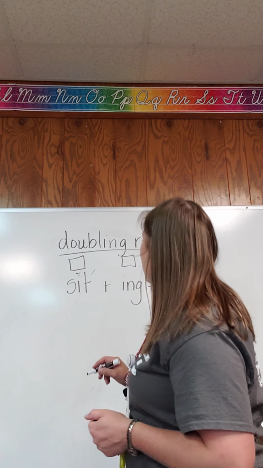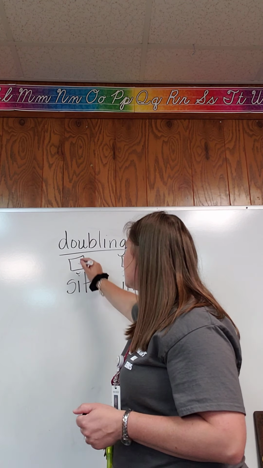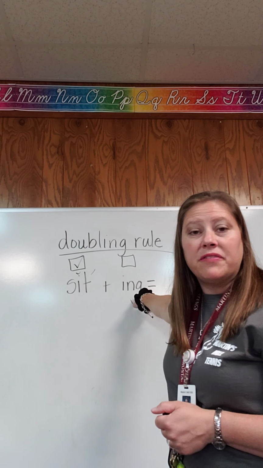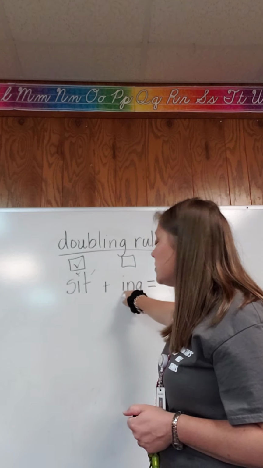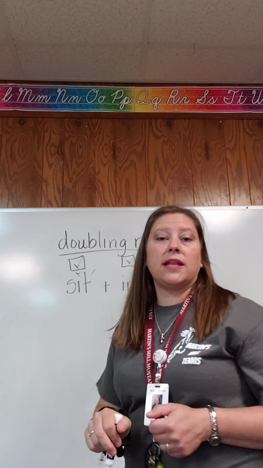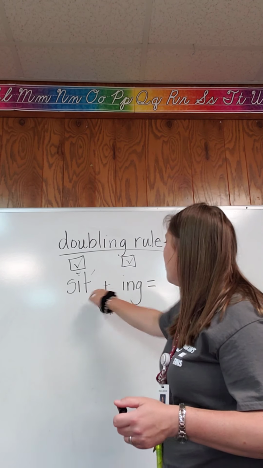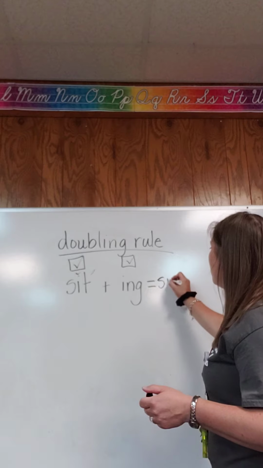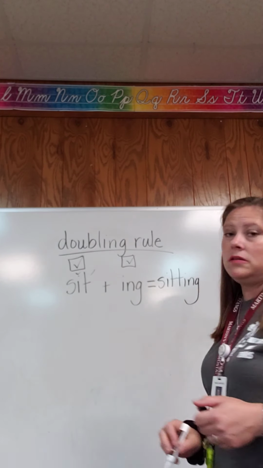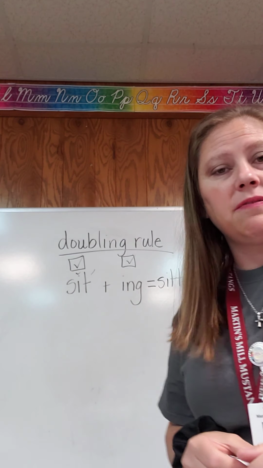With that being said, we have a vowel followed by a consonant, so we have a check mark. This is a vowel suffix because it starts with an I, which is a vowel, so it gets a check mark. So what happens when they both get a check mark? That's correct. You're going to double that consonant, giving you the word sitting, which has 2 T's. So that's part 1 of that doubling rule.